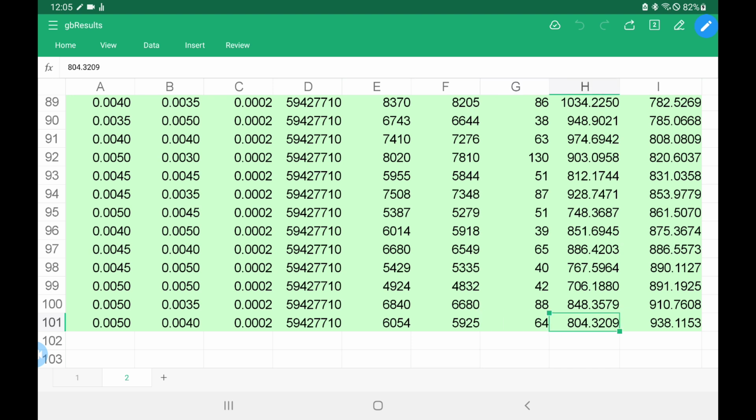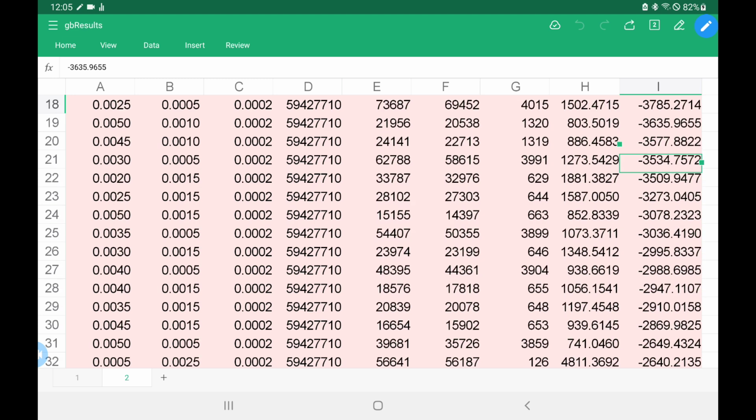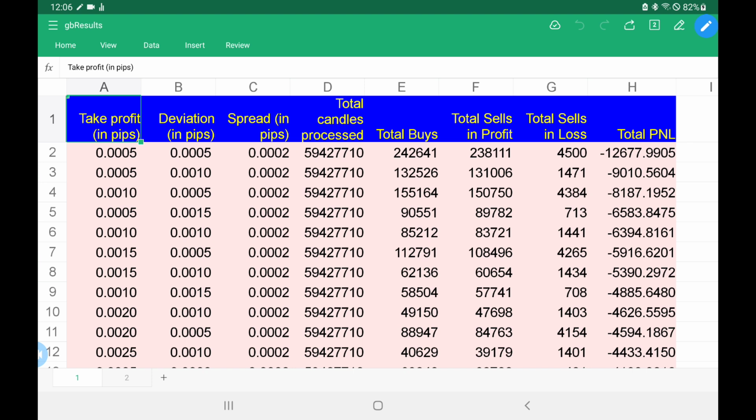So now, let's actually take a look at this very same table without reductions. That is, we're going to see what we have without reductions. So this column is going to disappear. And here we see the table with no reductions. And we can see a jaw-dropping, staggering 4,500 stop losses with a 5 pip deviation, 5 pip take profit.